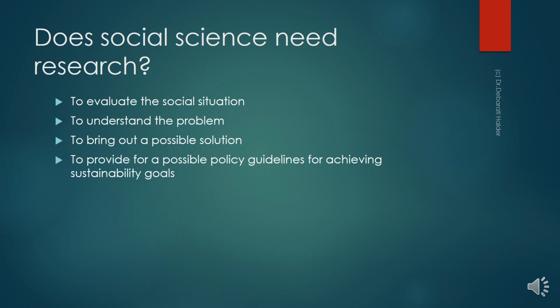sustainability goals. Why? Because if any stakeholder is doing research to analyze certain social situations, to analyze certain problems of the society, with an aim to bring out a possible solution, research can also predict certain kinds of situations that may occur after 5, 10, or even 100 years. Researchers can also provide certain kinds of policy guidelines, so that if these are adhered to, the situations arising from different kinds of social problems may be addressed.